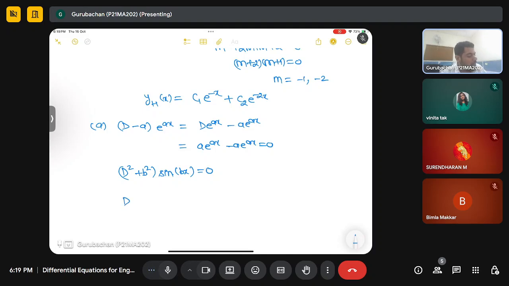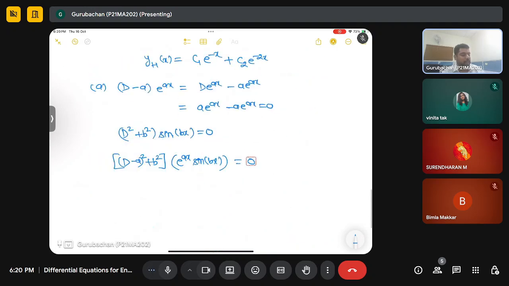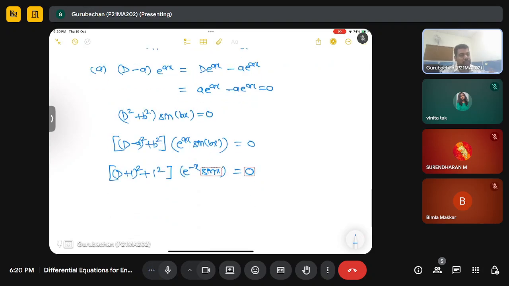So what will be the annihilator of e to the power ax sin bx? This will be (D minus a) whole square plus b square. Here on the right hand side, our given function is e to the power minus x sin x. So this will be (D plus 1) whole square plus 1 square, applied on e to the power minus x sin x, and this will be 0. So we will use this annihilator to look for the solution.